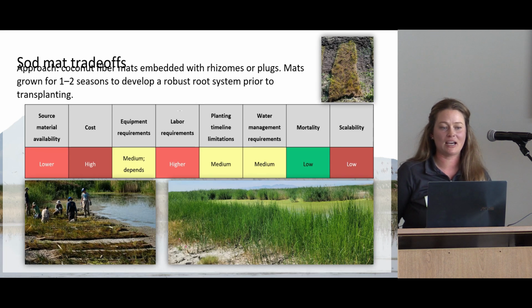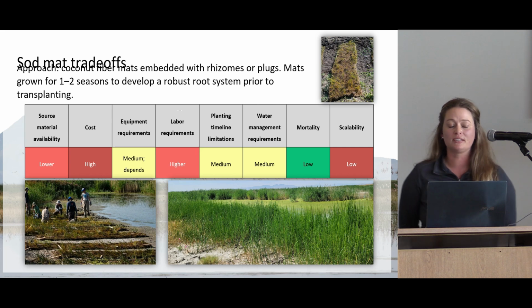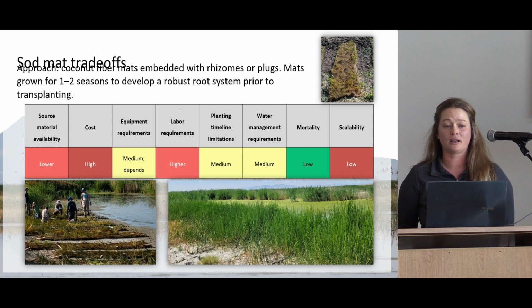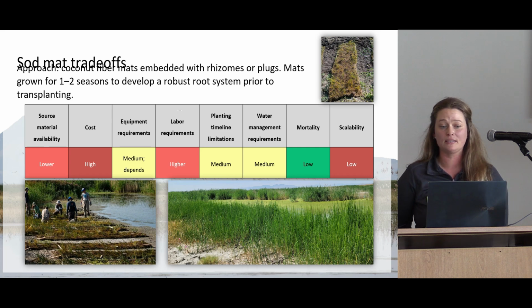All right, next we have sod mats. So this is typically a coconut fiber mat that has been planted with rhizomes or plugs. Those mats are then grown in a controlled setting for 1 to 2 seasons. They develop a very robust root system, and then they are transplanted to the site location. You can see a picture of that if anyone is unfamiliar with these sod mats and what we're talking about.